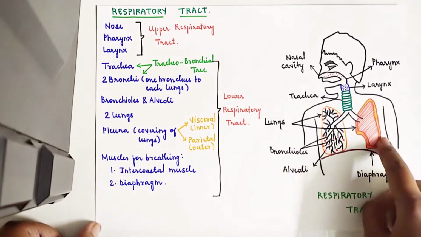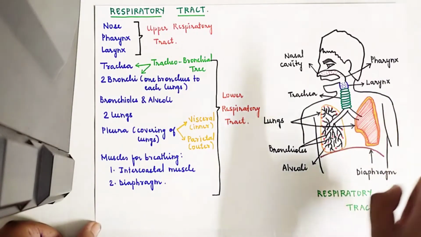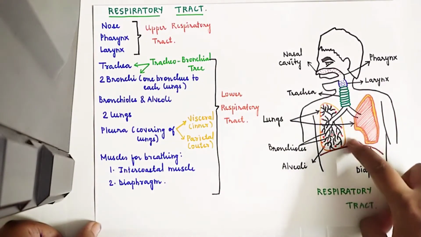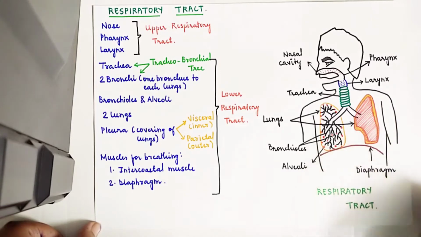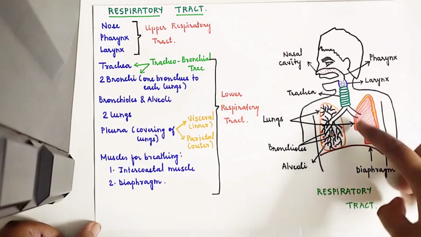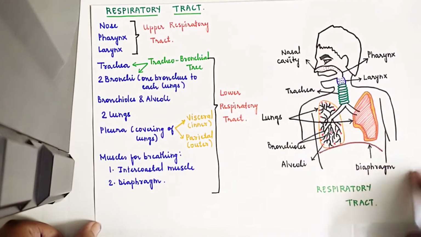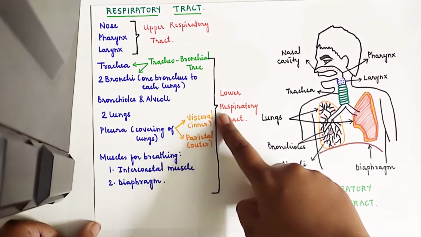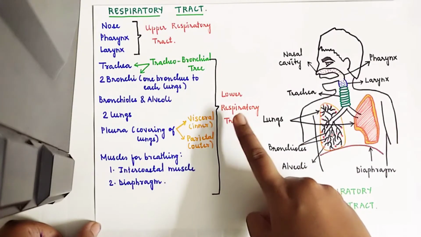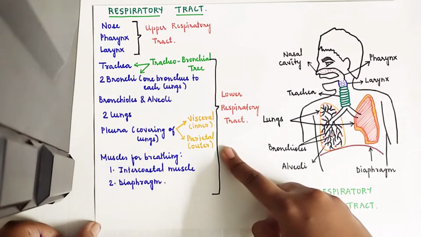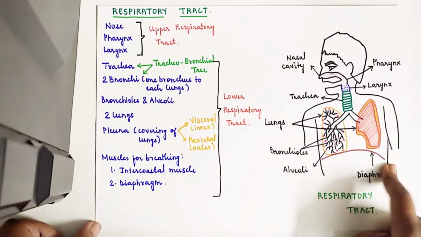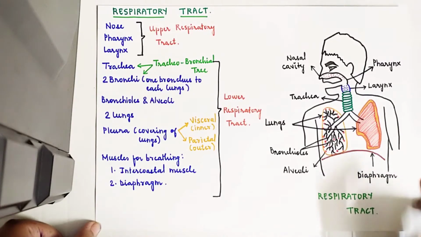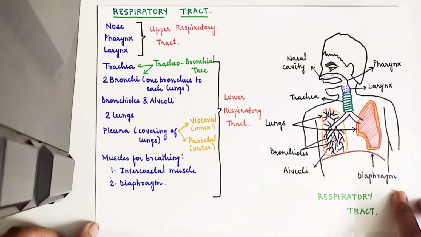There are two lungs. This is the right lung, this is the left lung, this is the notch for the heart. Then there is the pleura. It has mainly two coverings. The inner lining is known as the visceral lining, and the outer is known as the parietal. This is the diaphragm, and it is one of the muscles of the respiratory system.